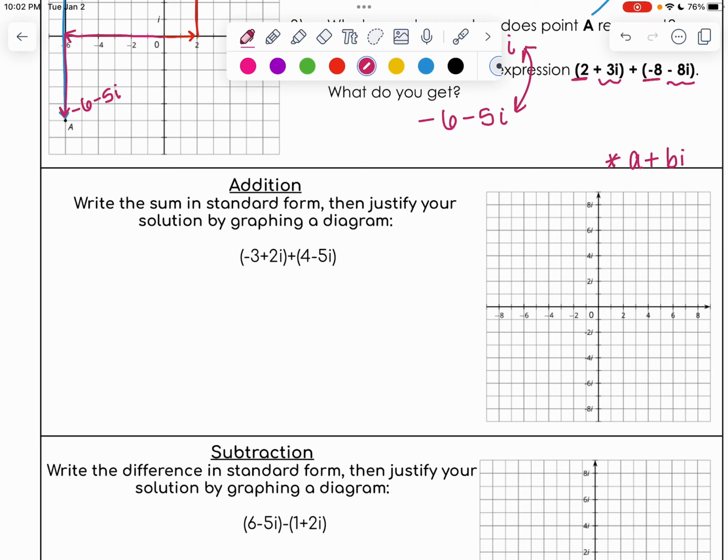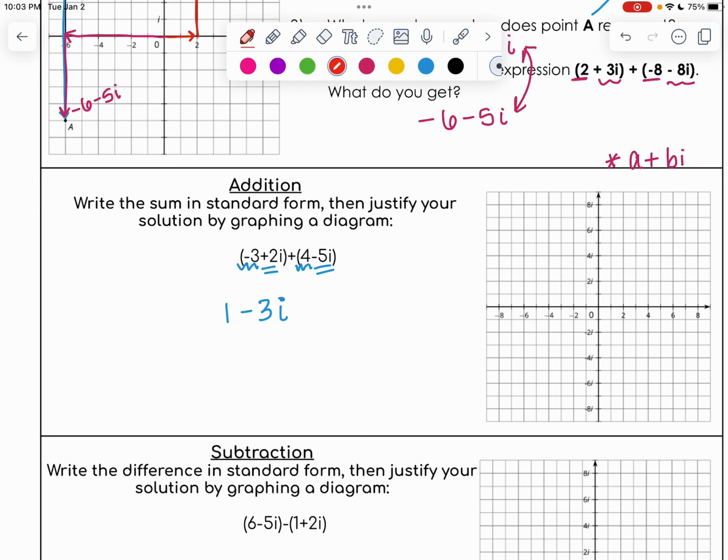So we want to begin by combining like terms, starting with the real terms. So we've got a negative 3 in the first complex number and a positive 4 in the second. Negative 3 plus 4 is positive 1. Now I'm going to combine the imaginary like terms. I've got plus 2i and minus 5i. 2 minus 5 is negative 3i.